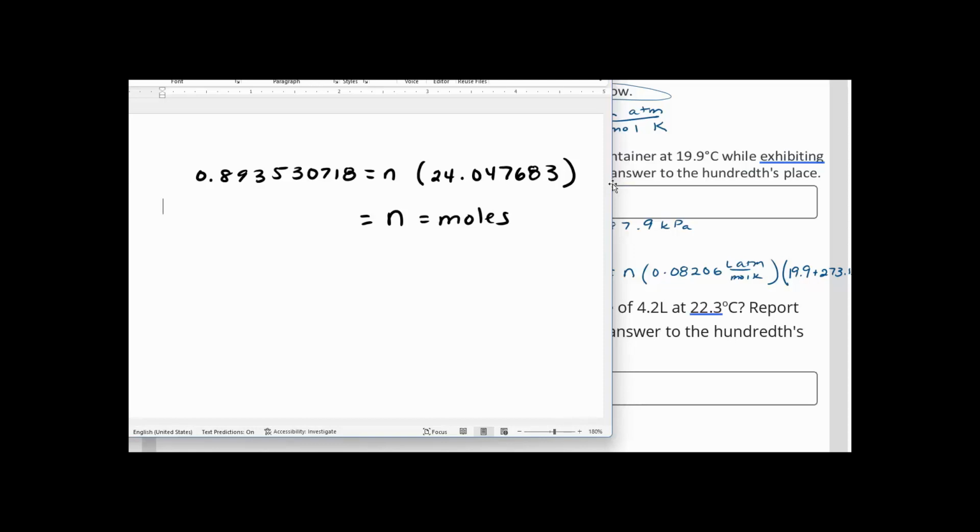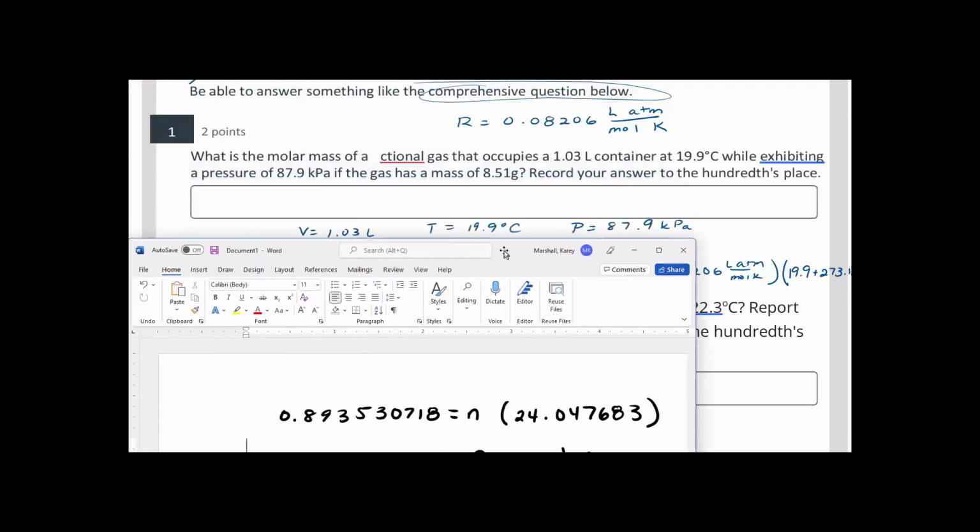0.893530718. And I'm going to divide it by that 24 value. And I get the number of moles is 0.0371566. Now again, I'm not rounding yet. We don't round until the very end. So the question asked us for the molar mass. Well, the molar mass is going to be grams per mole.